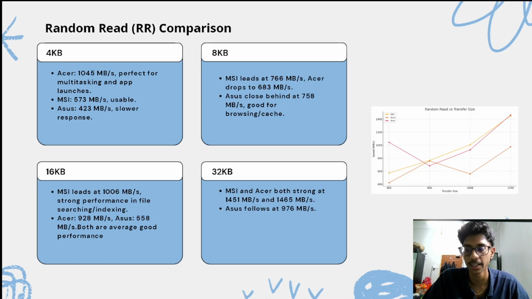At 4 kilobytes, Acer led again with 1045 megabytes per second, while MSI was fair at 573 megabytes per second, and Asus trailed at 423 megabytes per second. MSI performed best at 8 kilobytes with 766 megabytes per second, showing it is optimized for scattered file access. At 32 kilobytes, all three showed their best results, with MSI and Acer both hitting over 1450 megabytes per second and Asus reaching 976 megabytes per second.